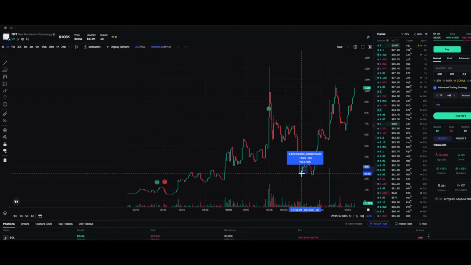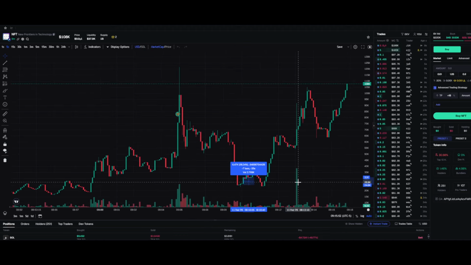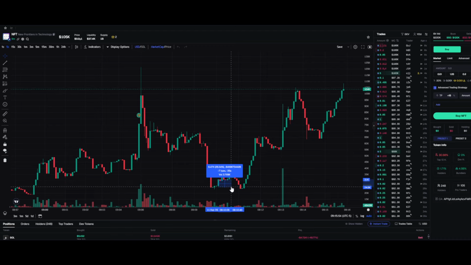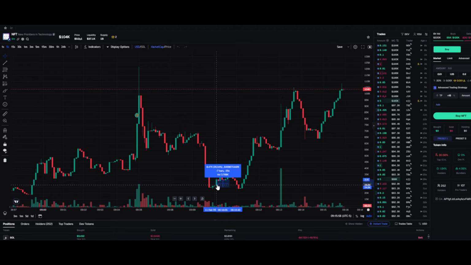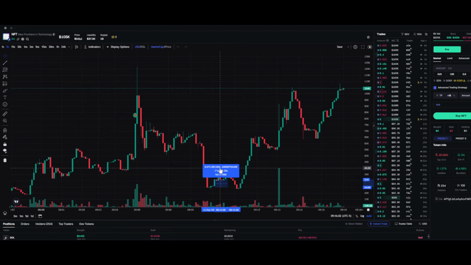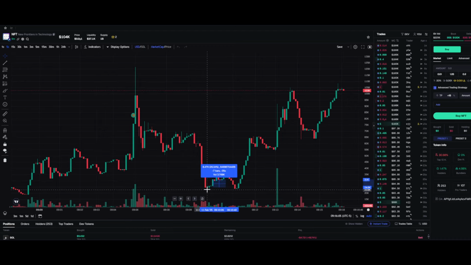So let's say you bought it at the top of the first bar. Let's look at it. At the top of the first bar, it's 5, 10, 15 seconds. Top of the fourth bar, you would have made 26K. 5, 10, 15 seconds right there.